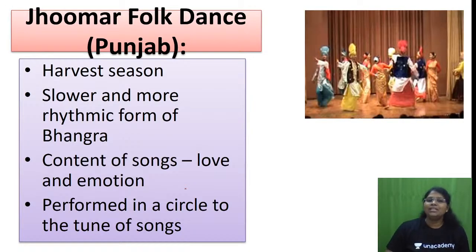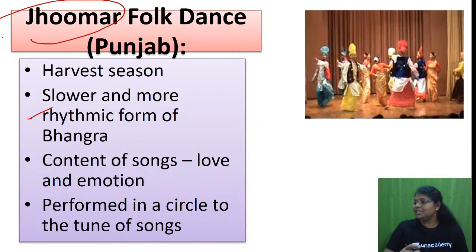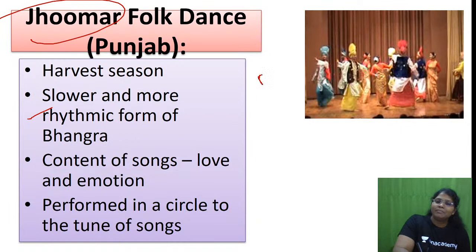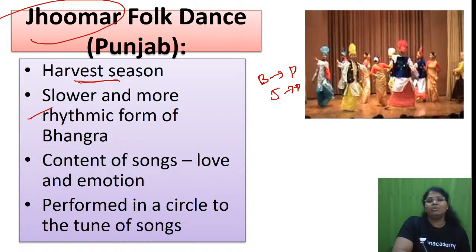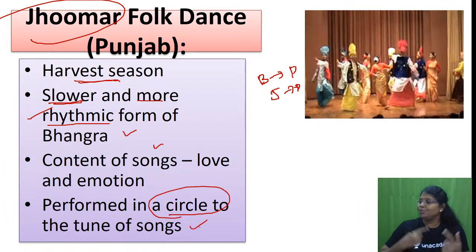Jhumar, Punjab. Already we have discussed one in Punjab. Bhangra, Punjab. Jhumar, Punjab. This is performed during harvest season. It is a slower and more rhythmic form of Bhangra. Content of songs, what will be the themes? Love and emotion. Of course, it is performed in a circle as per the tune of the song.